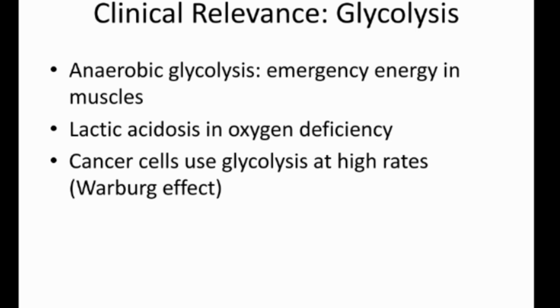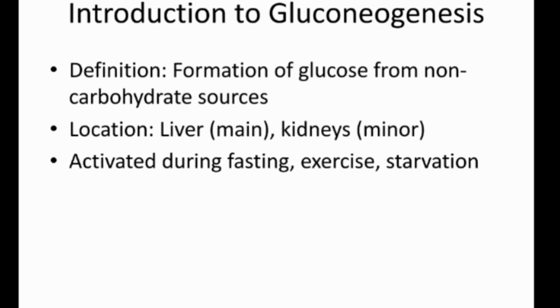Cancer cells use glycolysis at high rates. The next topic we are going to discuss is gluconeogenesis. Gluconeogenesis is basically the formation of glucose from non-carbohydrate sources. As we discussed before, glucose was coming from carbohydrate sources like bread, sugar, etc. But in the case of gluconeogenesis, it is coming from non-carbohydrate sources.